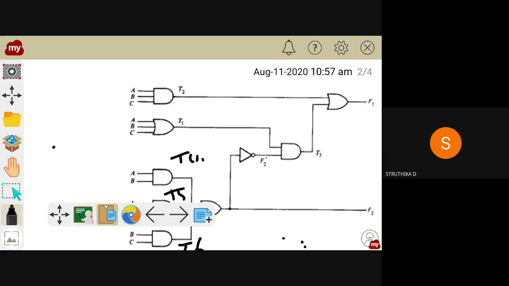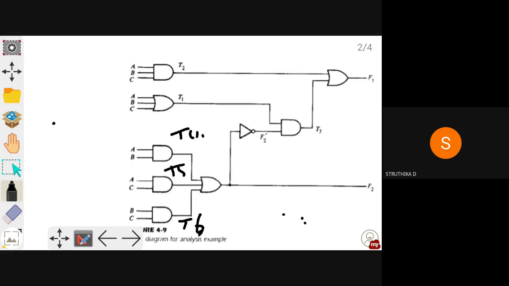You have to write the truth table from the combinational circuit. So for that, you have to put the columns. What columns to put? So what are all the inputs available here? A, B and C. So A, B, C, 3 columns. Next, without just the output, from the combinational circuit you have to obtain the truth table. So for each output of gate you have to put the column.